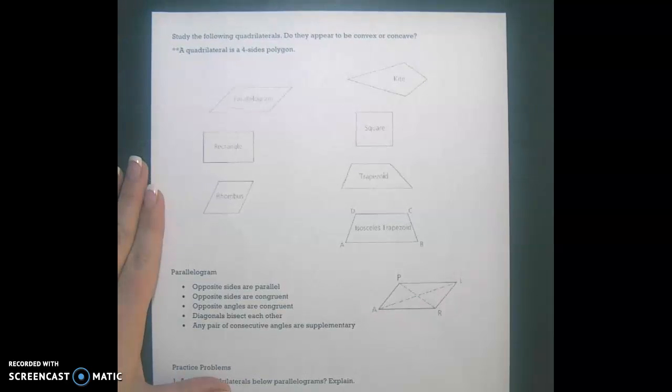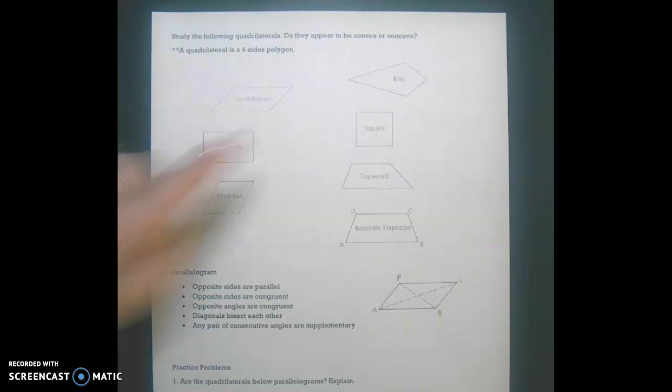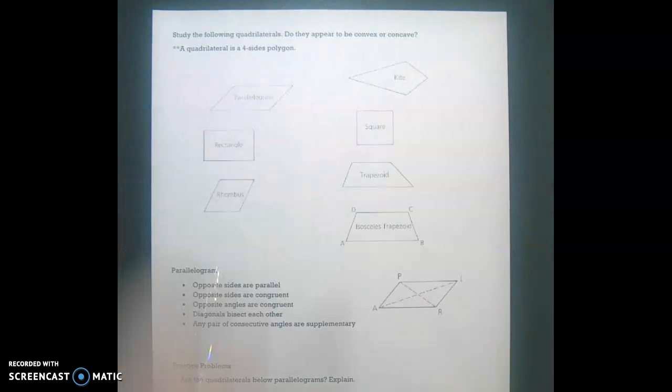All of these figures below are polygons. We have a parallelogram, rectangle, rhombus, kite, square, trapezoid, and an isosceles trapezoid. We're going to get into more details with each of those different quadrilaterals throughout this unit. But first, using the definition of concave and convex that we just learned, let's see if we think that these quadrilaterals appear to be convex or concave.